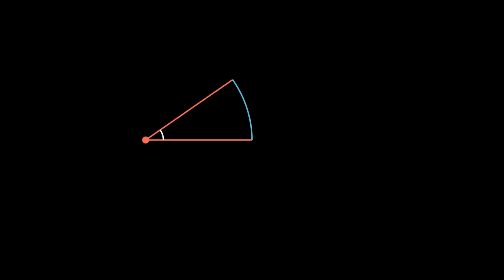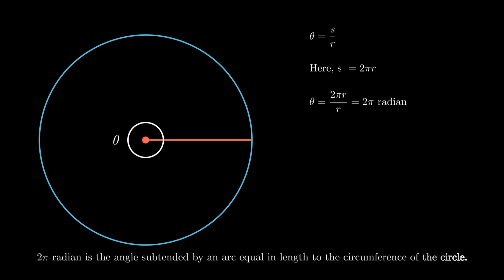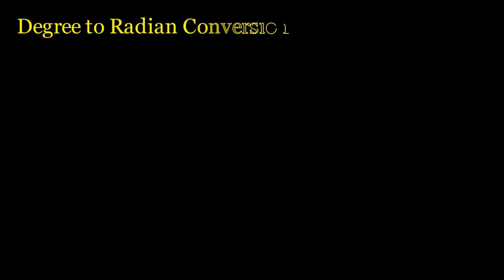Okay, let's look at this example. Here s equals 2 pi r, that is the perimeter of the circle. So theta becomes 2 pi radians. 2 pi radians is the angle subtended by an arc equal in length to the circumference of the circle. So that is what radian measure is and what 1 radian is.